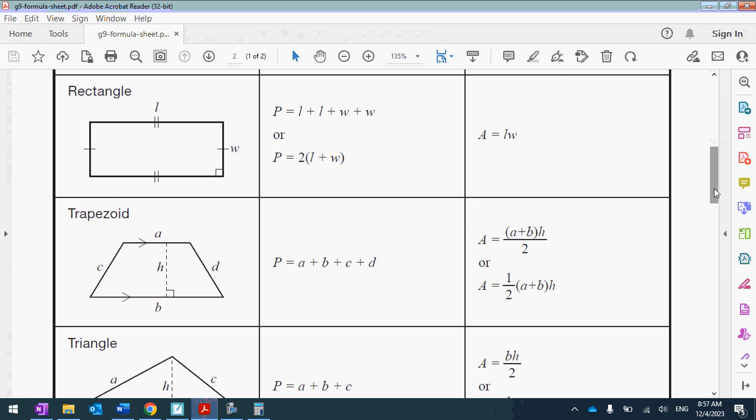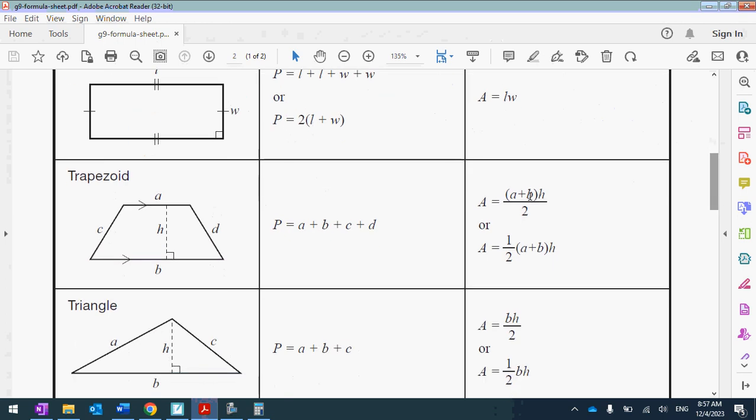So if you look on your formula sheet here, you'll see there is a formula for the area of a trapezoid. By the way, these 2 formulas are exactly the same. Dividing by 2 here or multiplying by half is the same thing. So let's take a look at the trapezoid.